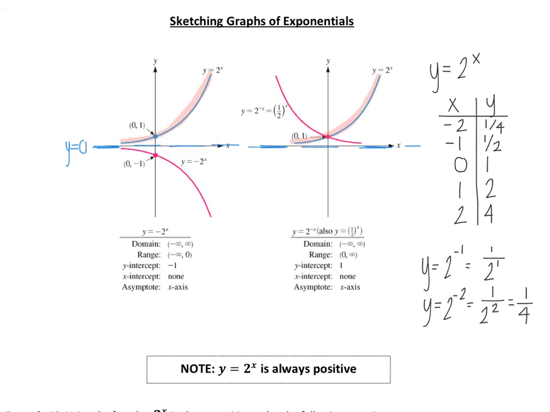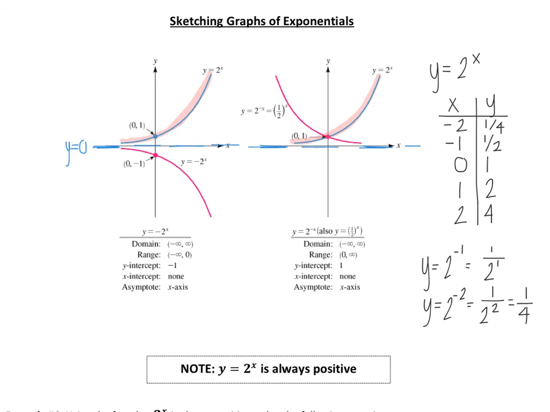Then I compare some other functions to it. What if I, for the first example, made it -2 raised to the x? Notice that's the pink. It just reflects over the x-axis. There's not going to be an x-intercept, again, because of that horizontal asymptote. It will have the y-intercept of -1 versus +1. And that's pretty much the big difference.